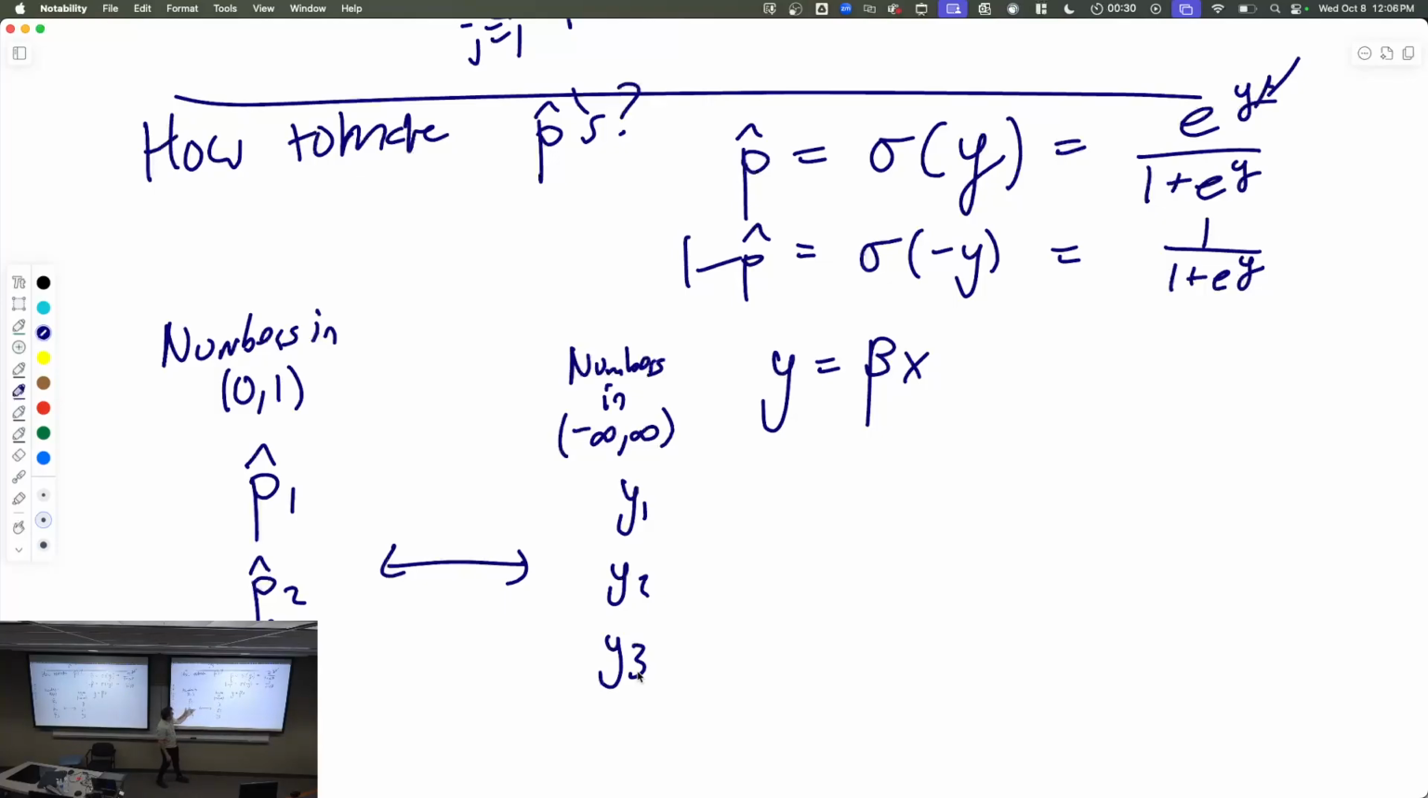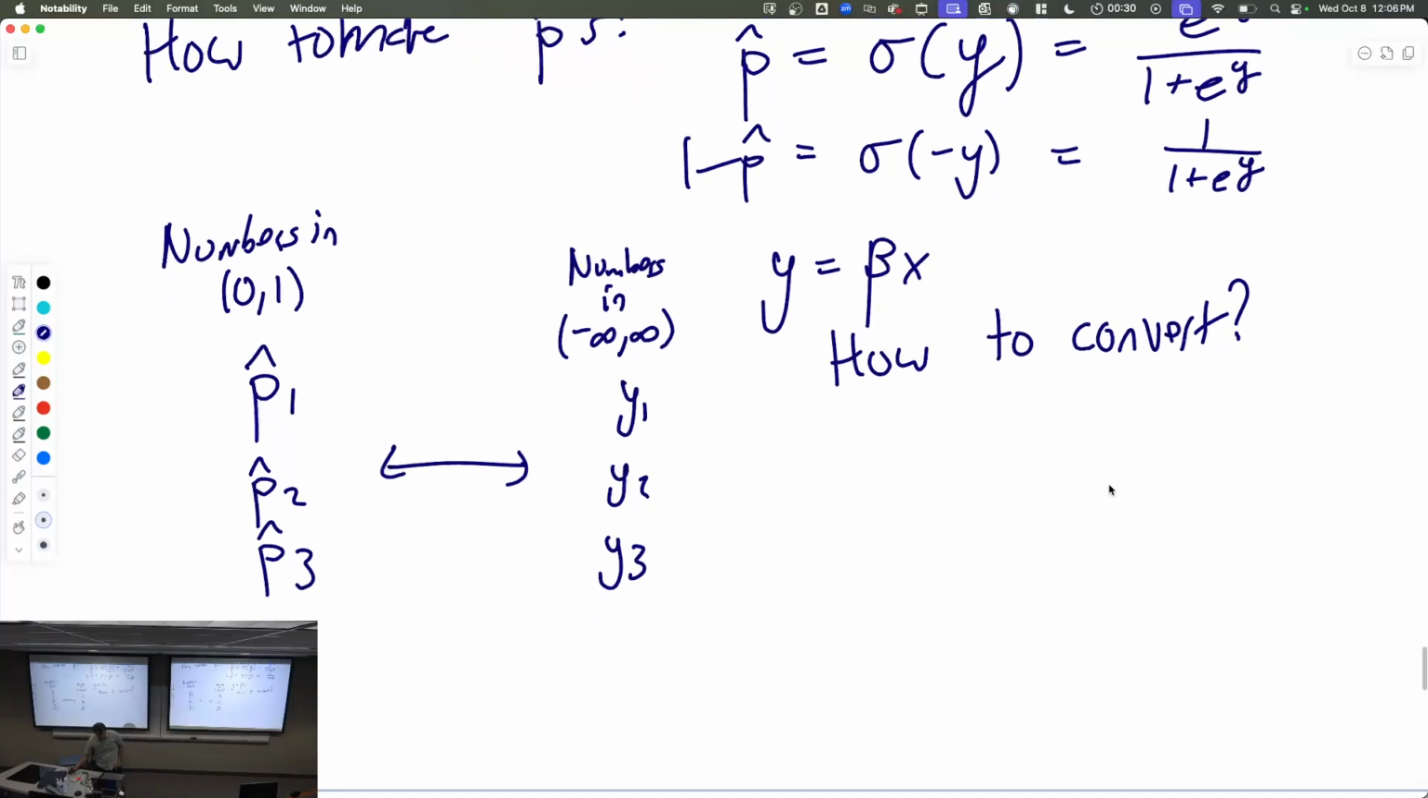But really big means different things. Really big here means large and positive, and really big here means close to 1. Really small here means close to minus infinity. Really small over here means close to 0. And so the question is how to convert. How to convert. And this was mentioned in that multi-class video.